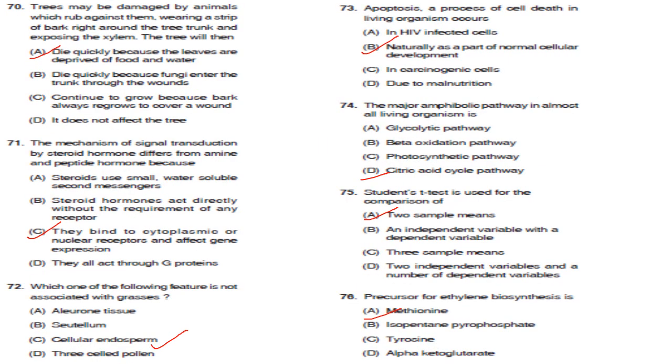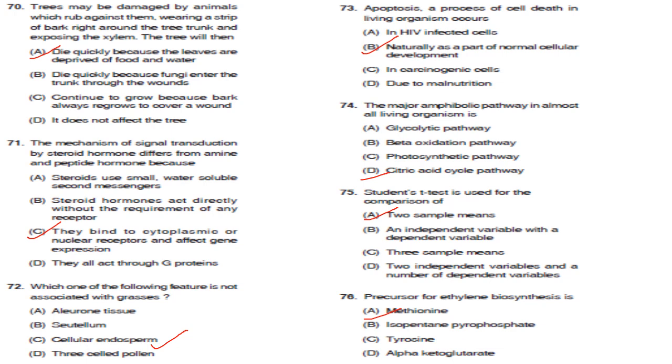Then next one. Trees may be damaged by animals which rub against them, wearing a strip of bark right around the tree trunk and exposing the xylem. The tree will then. Now the xylem is exposed due to this animal behavior, and this will interfere with the transport of water and nutrients from the root to the leaves. So what will happen? The tree will die out. It will die quickly because leaves are deprived of food and water. Answer is option A. The next one.